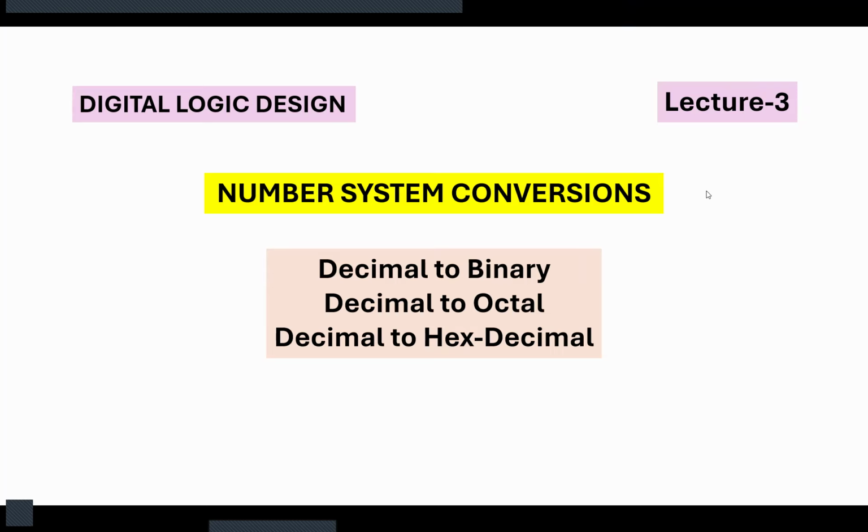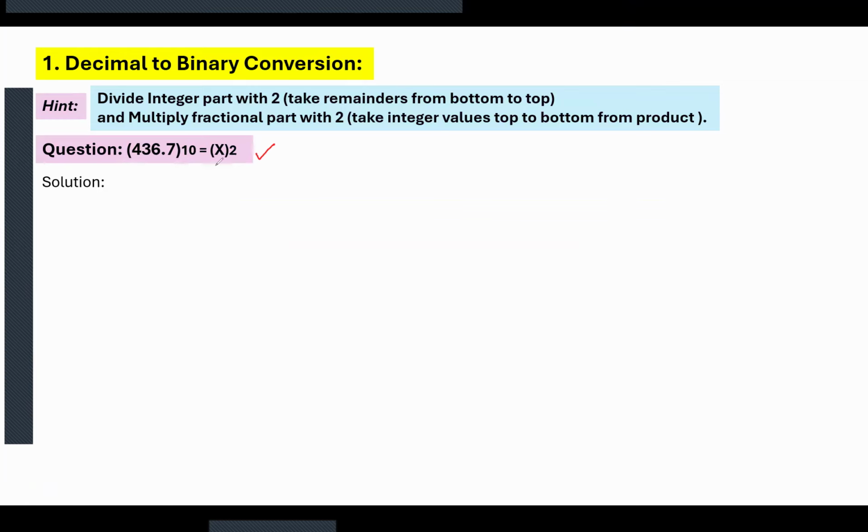Today's topic is decimal to binary, decimal to octal and decimal to hexadecimal conversion from number system conversions topic. Now let us take the first conversion, decimal to binary. To do this conversion, we have to follow two steps.